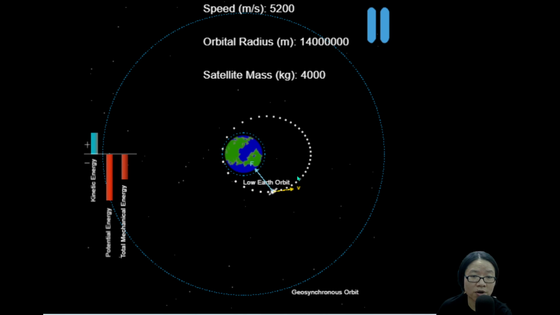When it's on the far end of the ellipse, it actually slows down. You can see the separation between the white dots is closer, so it will slow down. And then after that, it will speed up and then slow down.